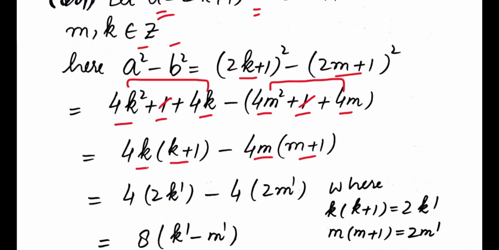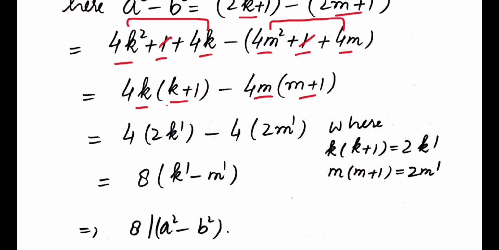Now again, as we have discussed in the above question, k(k + 1) is the product of two consecutive integers. This is k and this is k + 1. The product of two consecutive integers is always an even integer. So we can write it as 2k', where k' is some integer. Similarly, we can replace m(m + 1) as 2m', where m' is some integer.